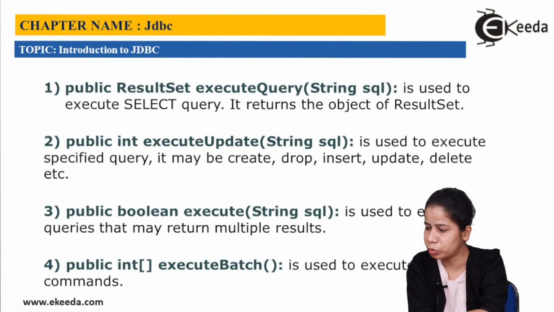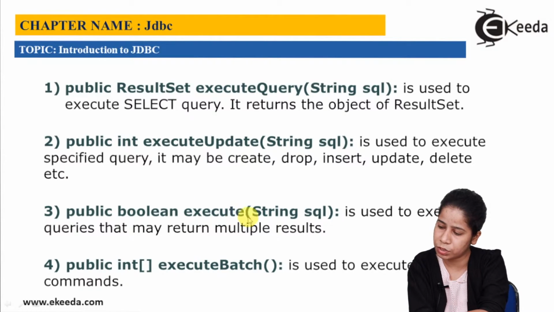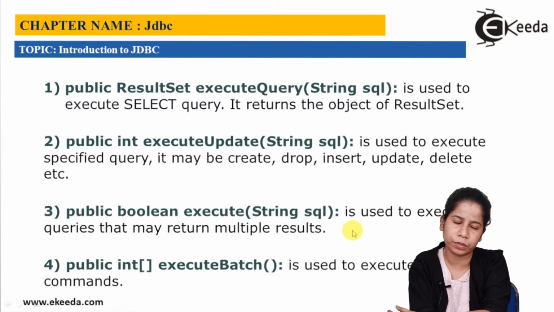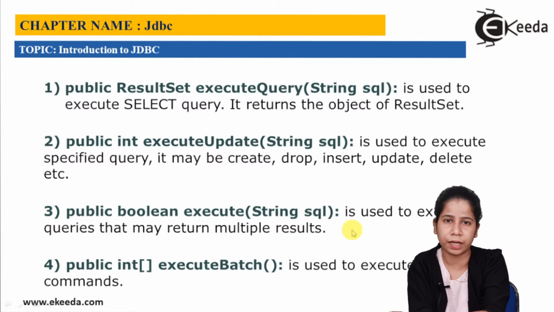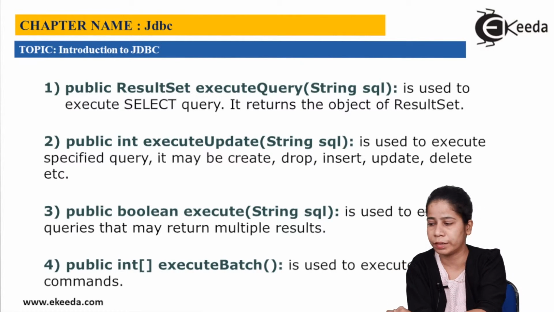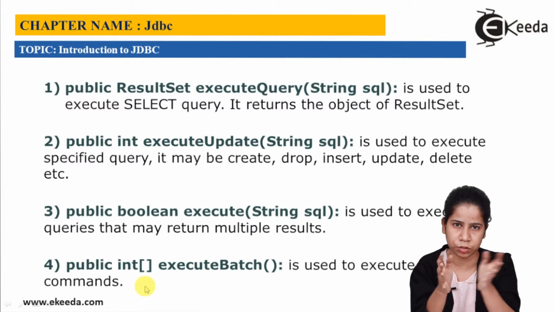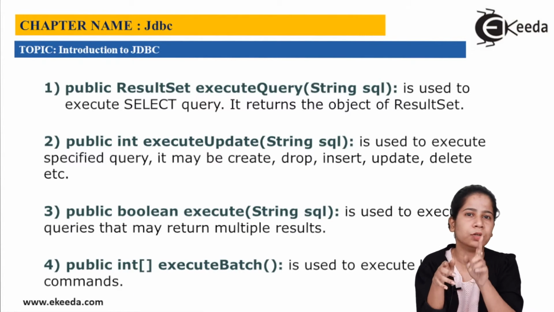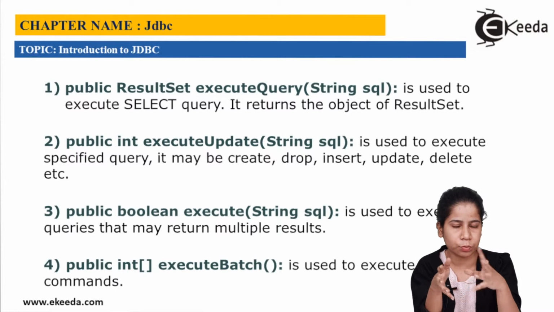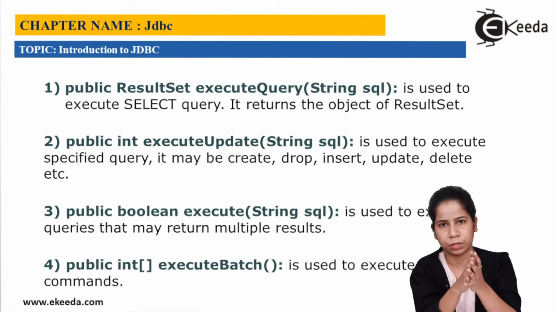Then we have public boolean execute, which takes a String SQL as a parameter, and it allows me to execute any kind of statement. Whenever multiple results come, in that case you can use execute. Then we have executeBatch. It allows me to execute a batch of commands. What is a batch? Batch is multiple SQL statements I want to execute in one go, and that batch processing can be handled by using the Statement interface.